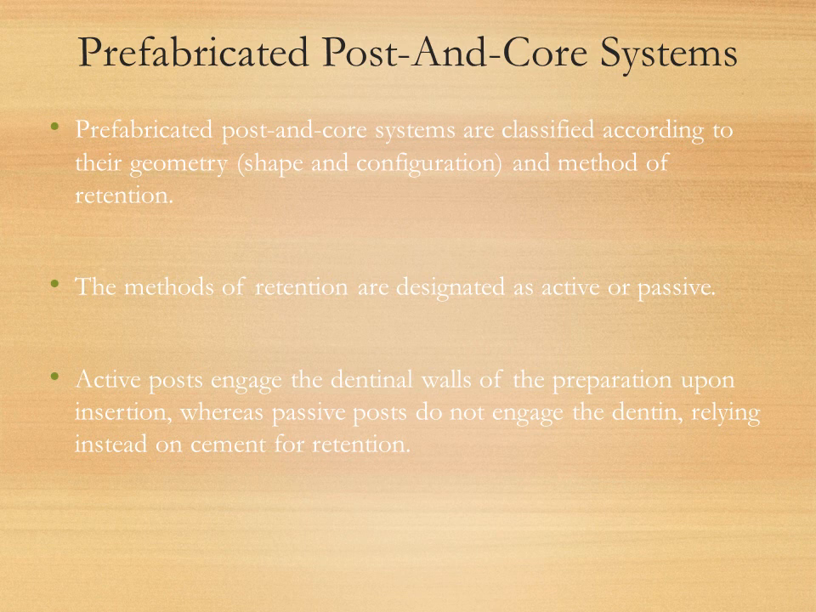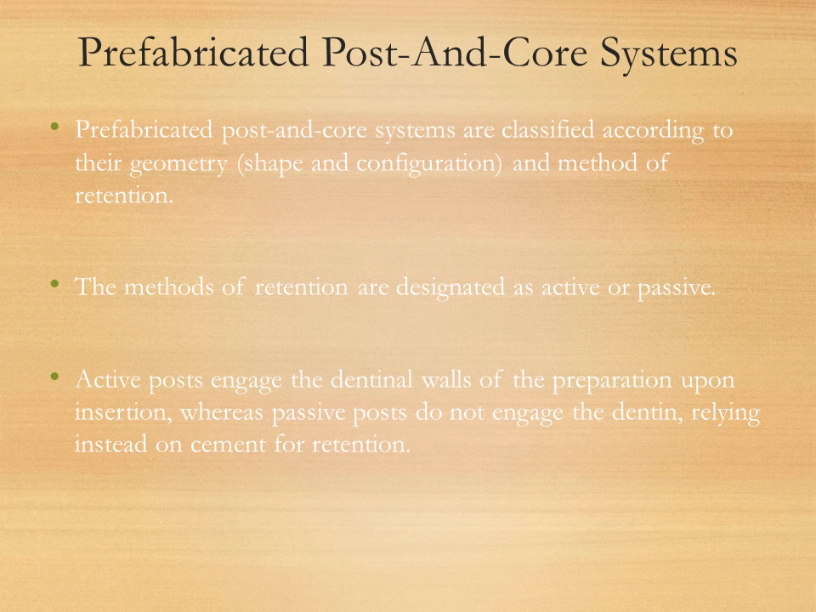The prefabricated post and core systems are of various types. Many types were introduced in the beginning, and they can be classified according to their geometry, that is the shape and their configuration. Some of course were active posts, which actually engage into the dentine, and which could be screwed in. Those were the prefabricated metal posts which were active. They acted on the same principle as a screw, like when you engage a screw into wood, so you have to screw it into the canal.